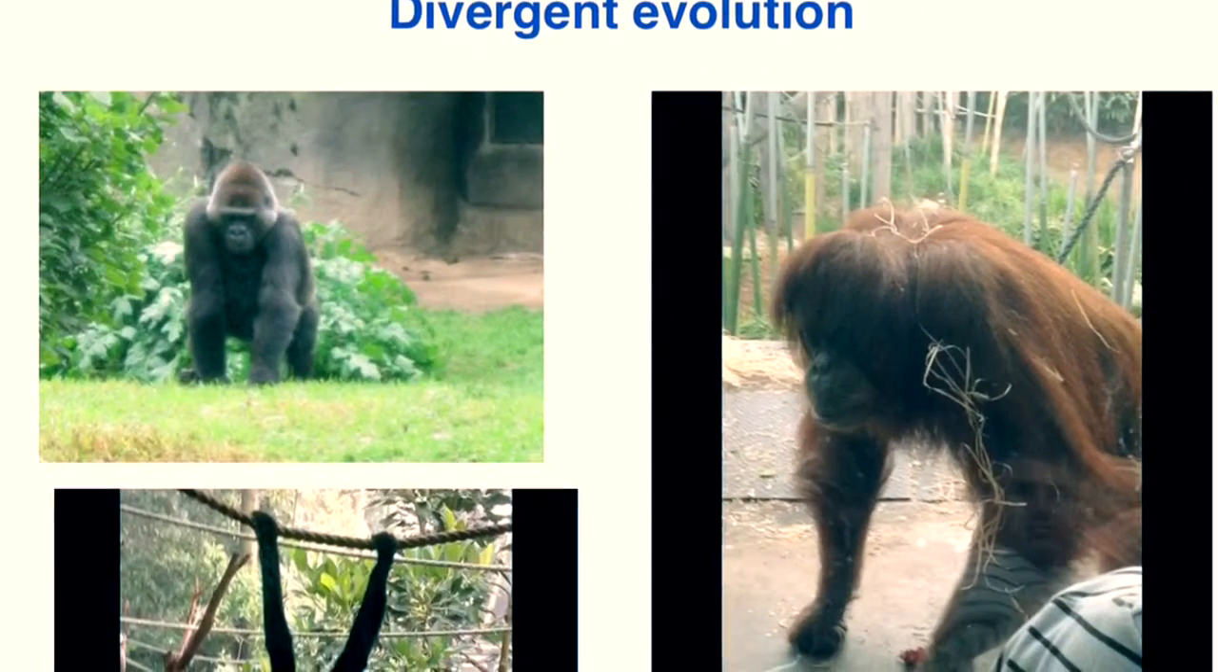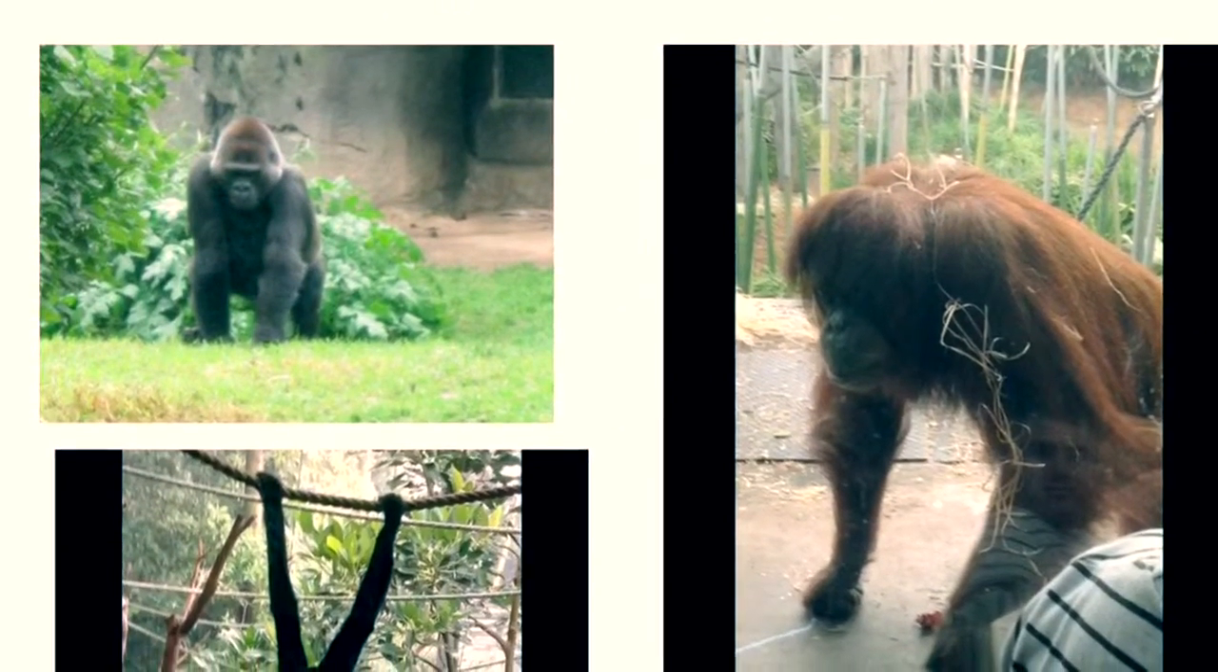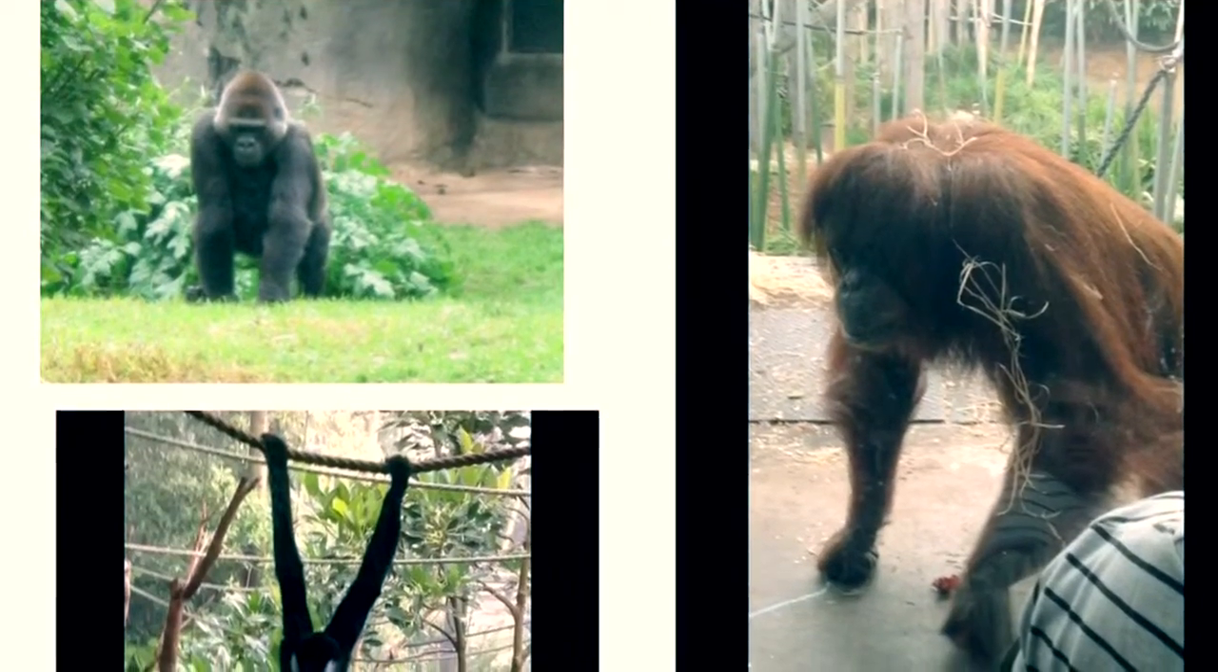Divergent evolution is when two closely related species develop different traits in order to aid the species' survival.